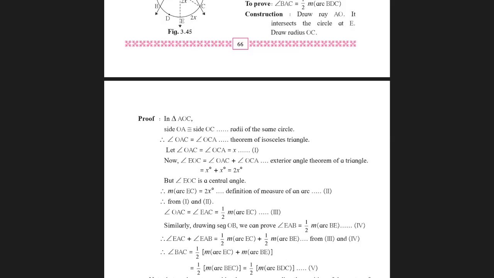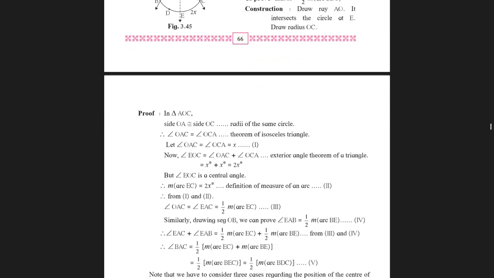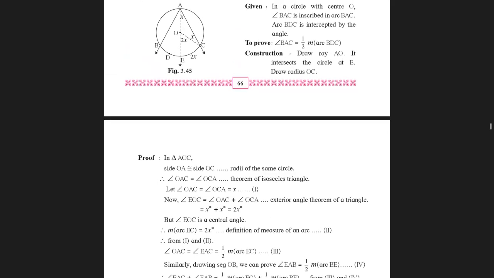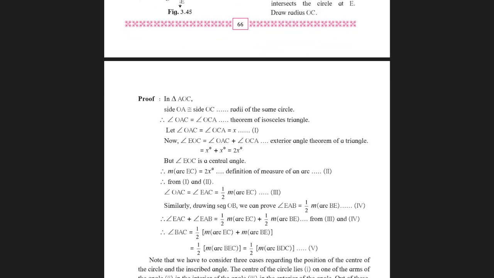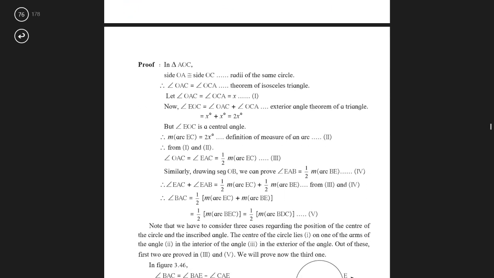Now what is angle EAC plus angle EAB? It is angle BAC. So on the left hand side, angle BAC, and half is common on the right hand side for both. Take it common: measure of arc EC plus measure of arc BE. What is that? It is the measure of arc BEC, or measure of arc BDC. So what have we finally got? Angle BAC is equal to half of the measure of the arc BDC. So we have proved that the measure of an inscribed angle is equal to half of the measure of the arc which is intercepting it, which is the theorem.